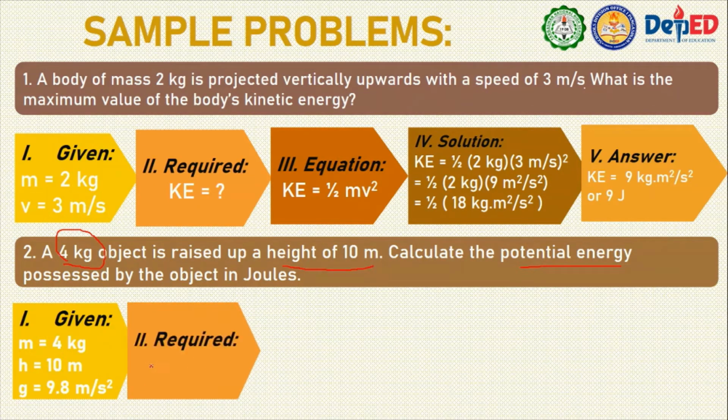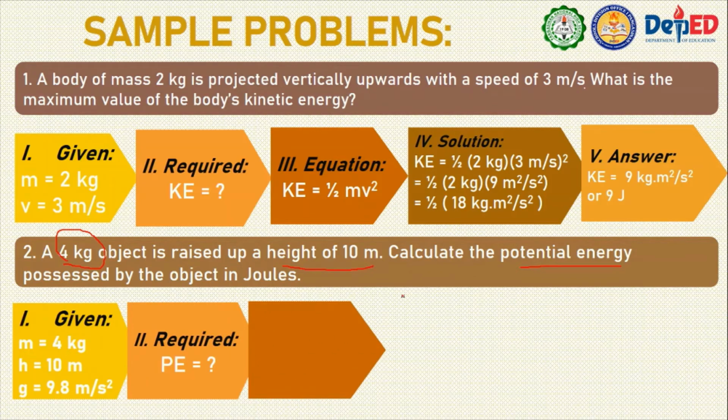Step 2. Required. What is being asked in the problem? So we have, calculate the potential energy possessed by the body in joules. So the required is potential energy. Next step. Equation. What is the formula for potential energy? Correct. Potential energy is equal to mass times acceleration due to gravity times height.